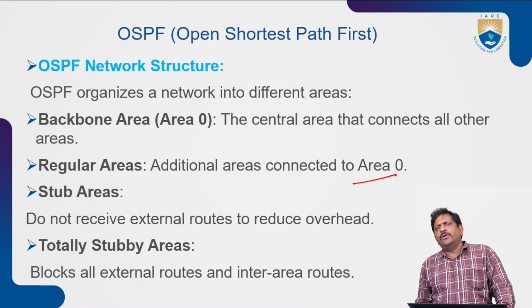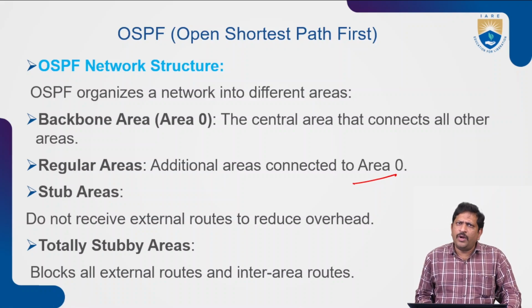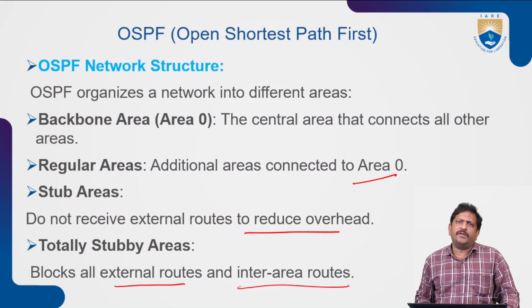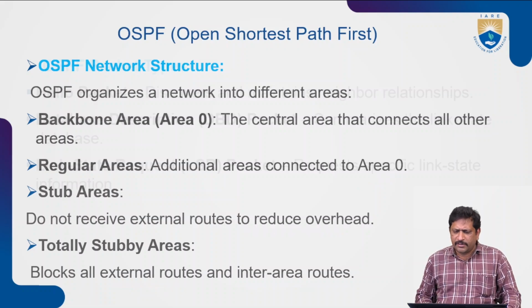Sub areas do not receive any external routes, to reduce the overhead. These stub areas block all the external routes and internal area routes. That is a total stub area.